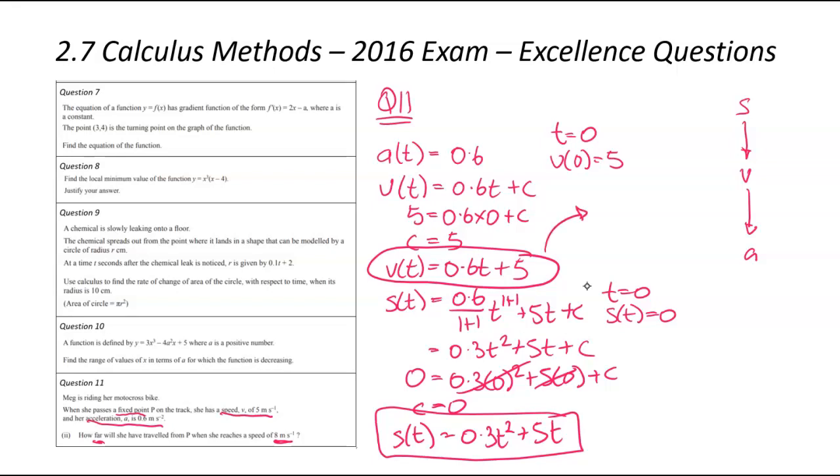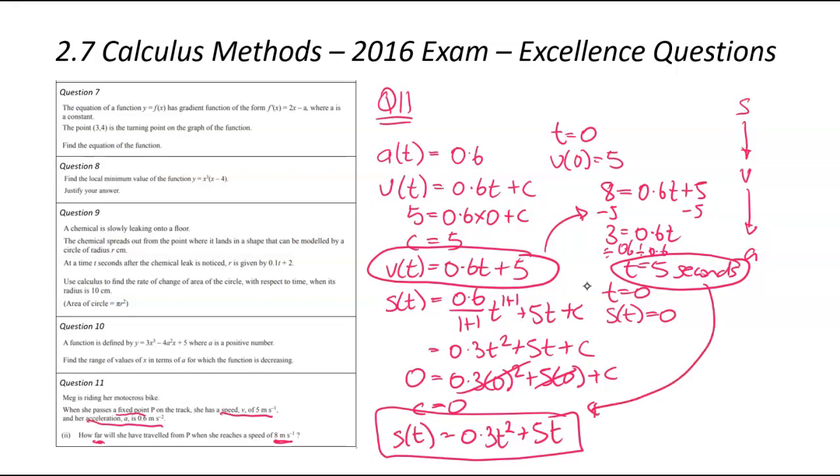So moving back over here. We've got 8, which is the velocity we've been told about, is equal to 0.6t plus 5. We're then going to go minus 5, minus 5. So 3 is equal to 0.6t. Divide by 0.6, divide by 0.6. t would be equal to 5 seconds. So we know after 5 seconds, Meg will have a velocity of 8, which means we can substitute that into our displacement formula to find out how far she has gone after that time, or in 5 seconds.